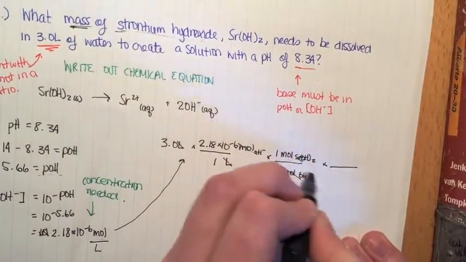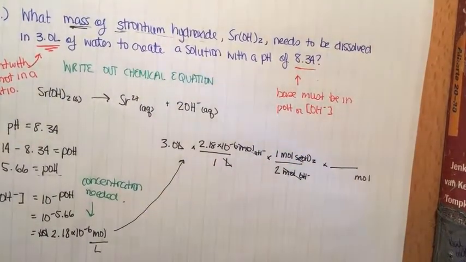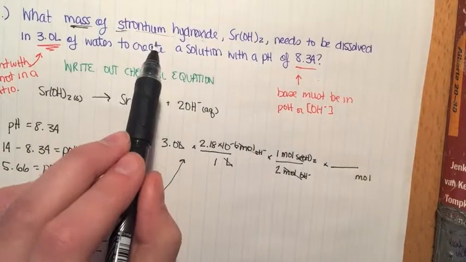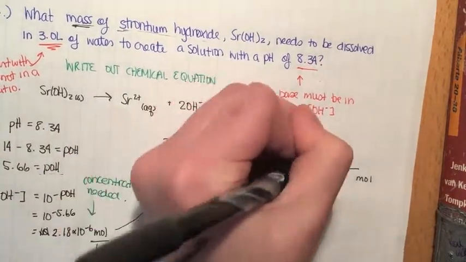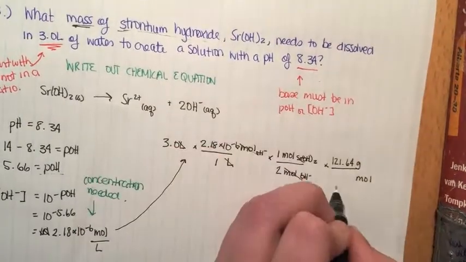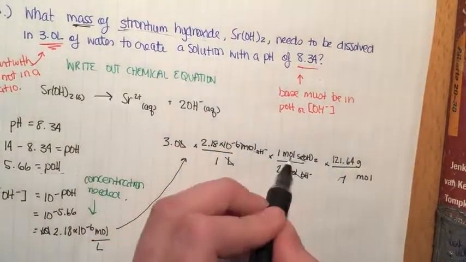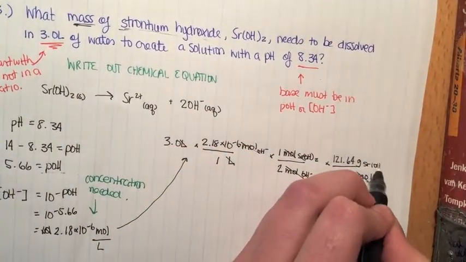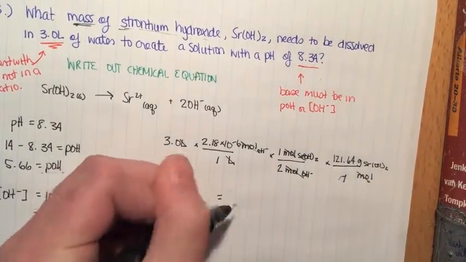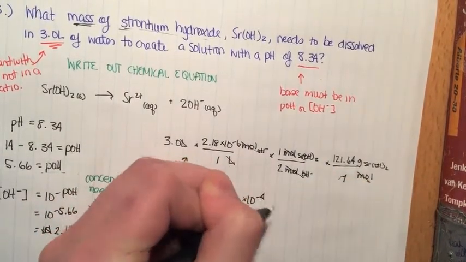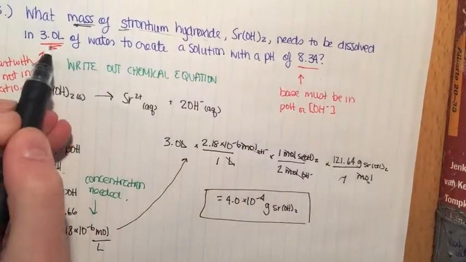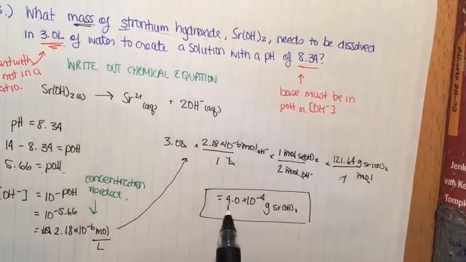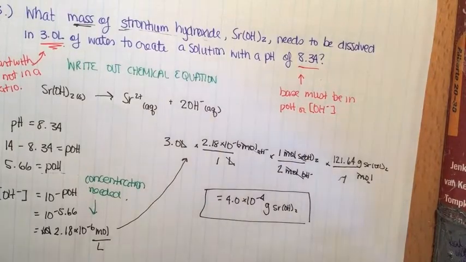And to find the mass, you're going to put moles on the bottom. We're using the molar mass, so grams per mole, and we find the mass of strontium hydroxide, which is 121.64 per 1 mole. So canceling out our moles, we are just left with grams, which gives us an answer of 4.0 times 10 to the negative 4 grams of strontium hydroxide, using the right number of sig digs coming from the 3.0 liters.